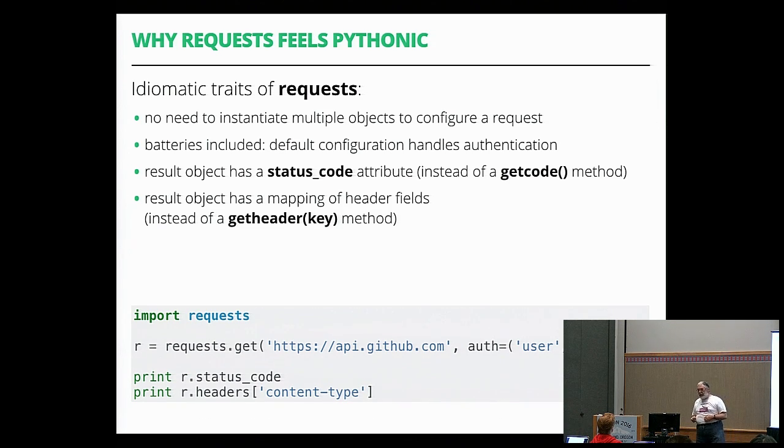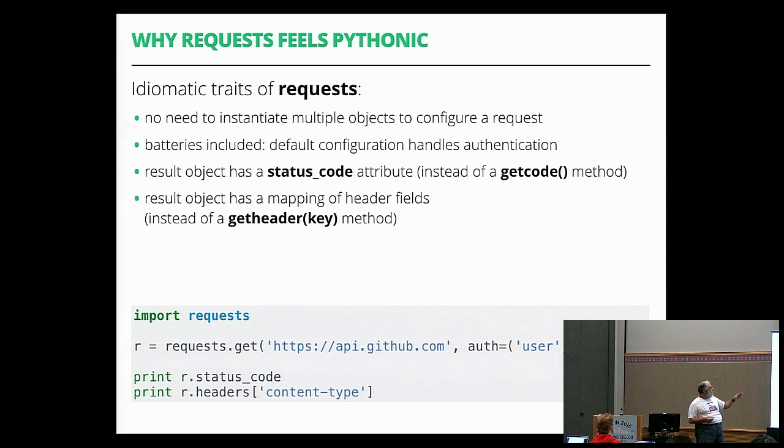So here are some things that make requests idiomatic Python. You don't need to instantiate multiple objects to configure a request. It comes with batteries included, meaning that the default configuration handles authentication, for instance, is not considered a special case.